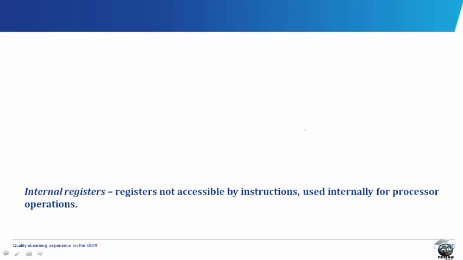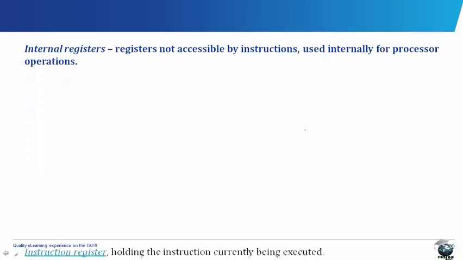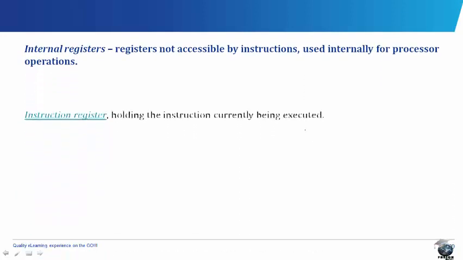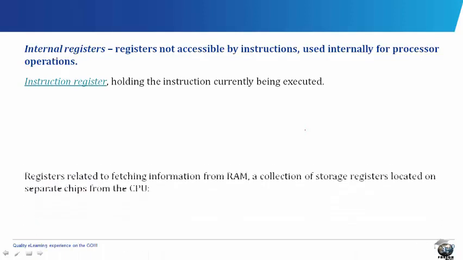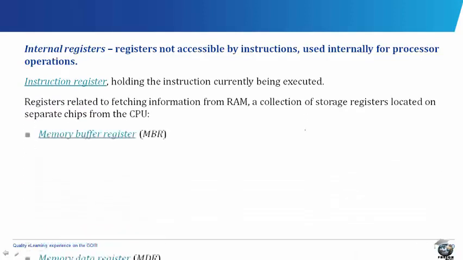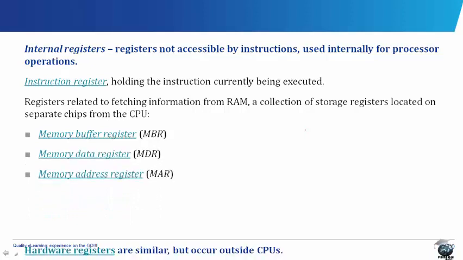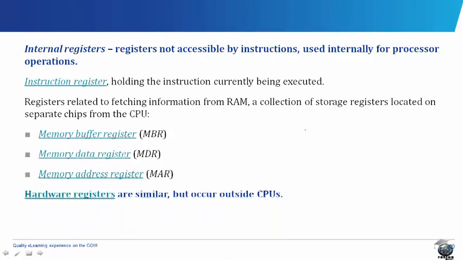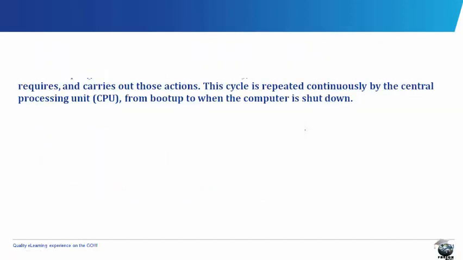Let us now look at internal registers and other registers. Internal registers are not accessible by instructions and are used internally for processor operations, while instruction registers are those that hold the instruction currently being executed. Registers related to fetching information from RAM or other CPU operations are the MBR, which is the memory buffer register, the MDR, which is the memory data register, and the MAR, which is the memory address register. Hardware registers are also similar to this, but they occur outside the CPU.